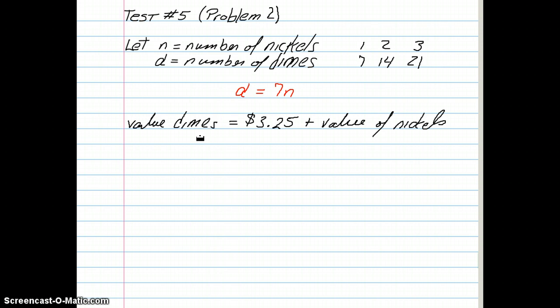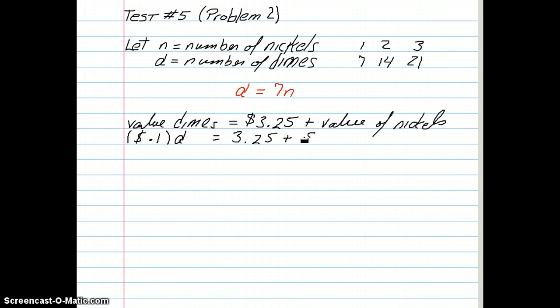Well, it's 10 cents or $0.1. And I'm going to know the value of this by knowing how many dimes I have. So if I have 2 dimes, I have 20 cents or $0.2. So it's going to be $0.1 times the number of dimes. And I said the number of dimes was D. That's going to be equal to 3.25 plus the value of the nickels.